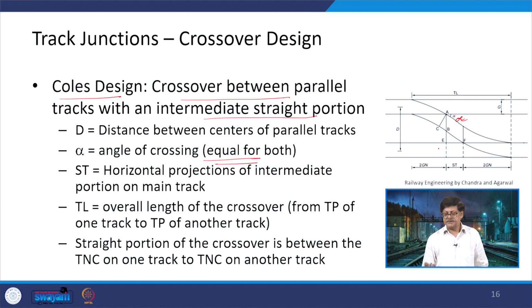So, what are the things being shown here? This is track number 1, this is track number 2, these are the two parallel tracks, and they have been connected by the turnout in the center. The center to center distance between these two tracks is defined as d. There is a straight section between the two curves. So, that straight section is here.